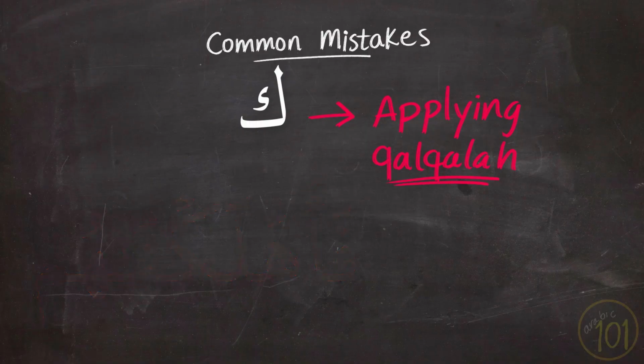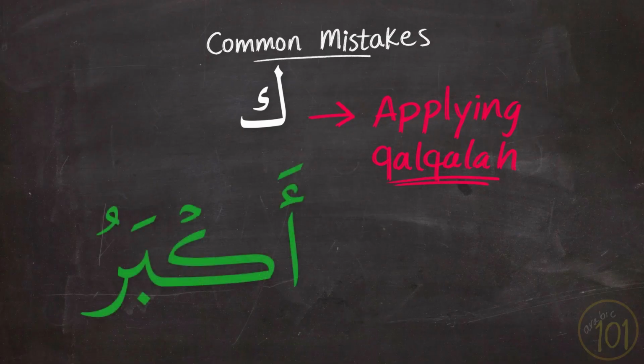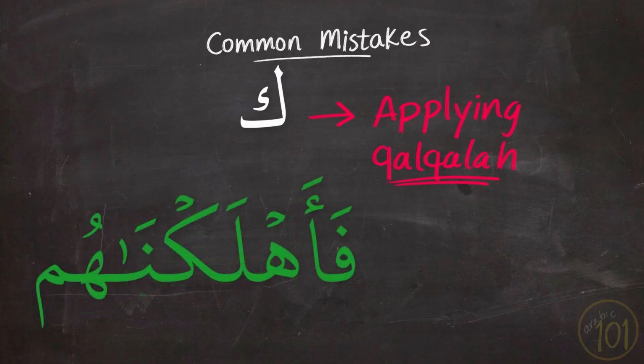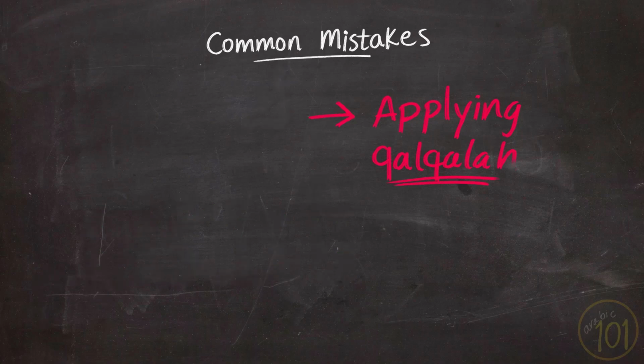There should not be any qalqala. However, it should be pronounced with hams as we indicated before. أكبر, فأهلكناهم. And we'll highlight hams even more when we start talking about the sifat of letters. So these were the two letters that belong to the deepest part of the tongue.